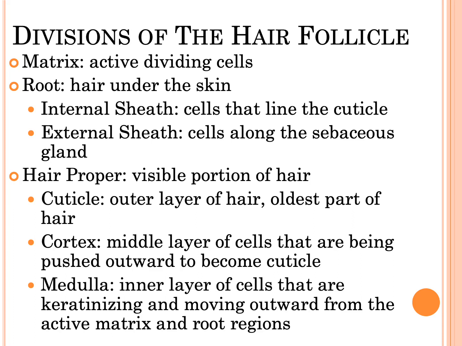The hair proper is what we see in terms of hair. It's made up of the cuticle, the outer edge of the hair, the cortex, the middle edge of the hair that's being propelled superficially by the matrix and the root, and then the medulla, which is the internal layering of cells, which is keratinizing and moving outward towards the cuticle.